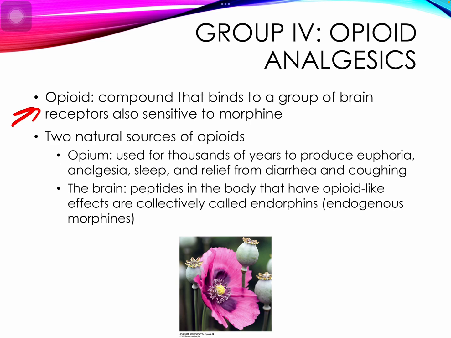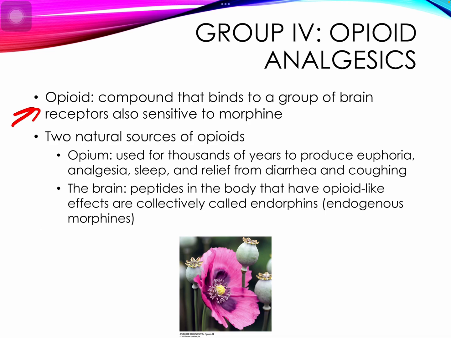We have the opium, which has been used for thousands of years by humans, and it gives a sense of euphoria. It has been used as an analgesic. It's been used for sleep. It's been used for things like coughing and diarrhea. It does slow the digestive system down, and so people who use opioids extensively actually experience constipation issues. So as you can imagine, it would be a good treatment for diarrhea.